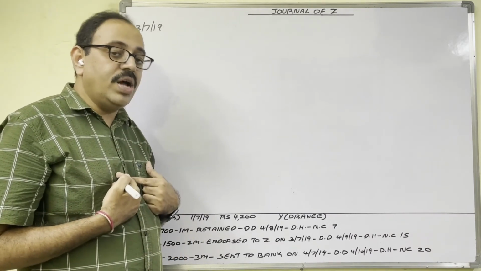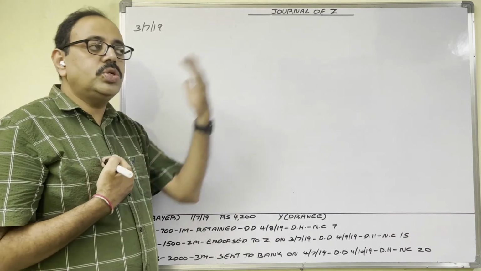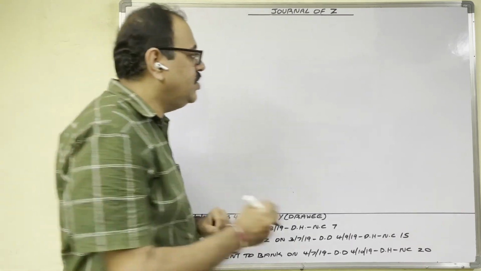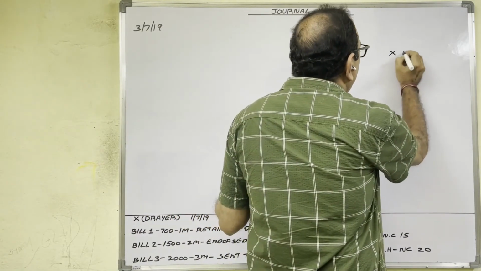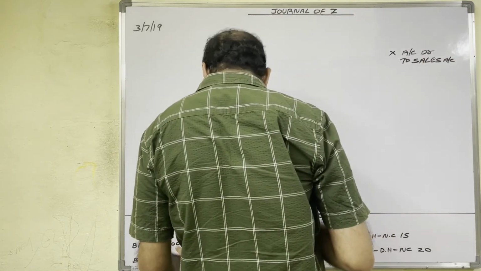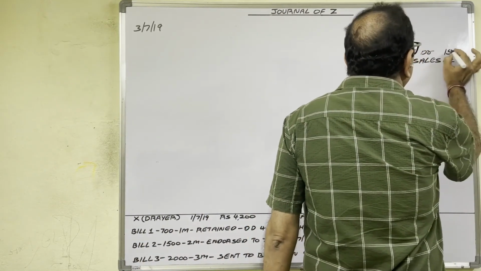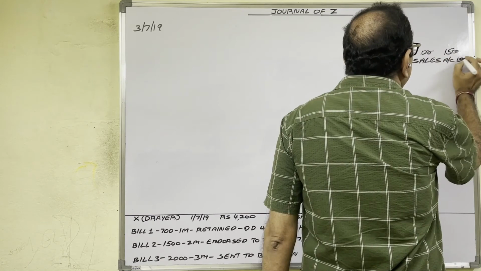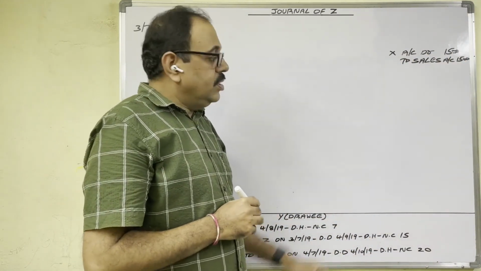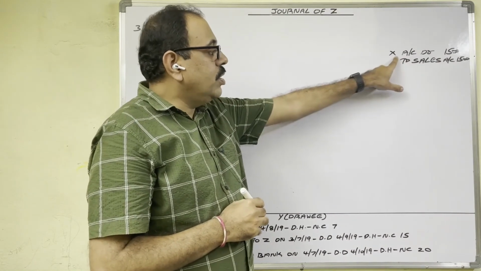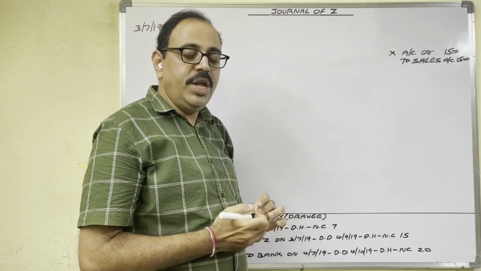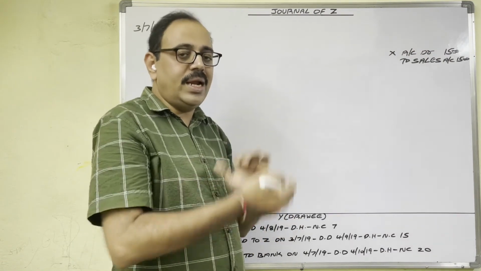Why? Because once he sold goods to X on credit. In Z's books, for sales, what is the journal entry? X account debtor to sales account. Second bill amount 1500 rupees now. So Z sold goods for 1500 rupees to X on credit. When goods are sold to X on credit, in Z's books we debited X account. Means to Z, X is a debtor.